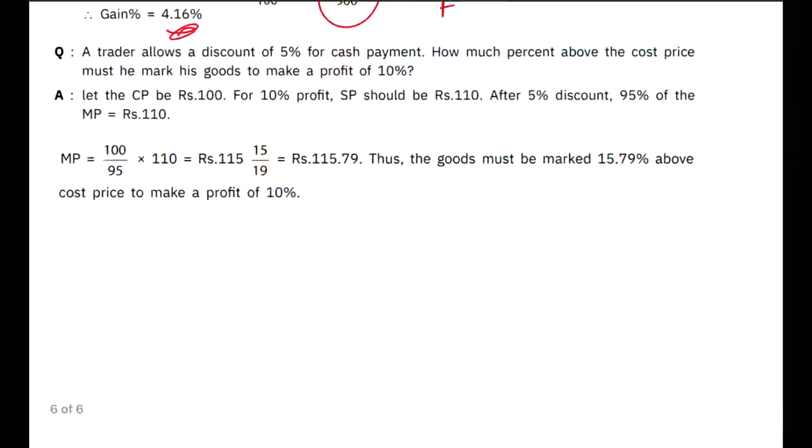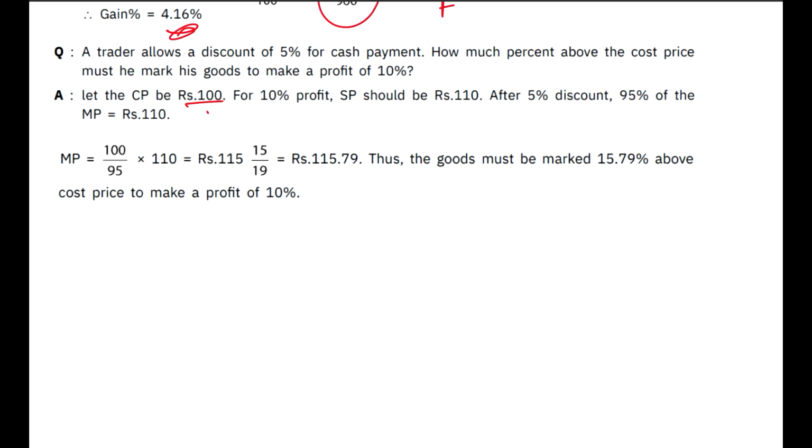Another question and the last one for this video. A trader allows a discount of 5% on the cash payment, and how much percent above the cost price must he mark his goods to make a profit of 10%? So here we have to relate three things. Firstly, we will take our CP to be 100. That is the most basic and trustworthy method. Forget all the formulas. If you know this, you don't need to remember anything.